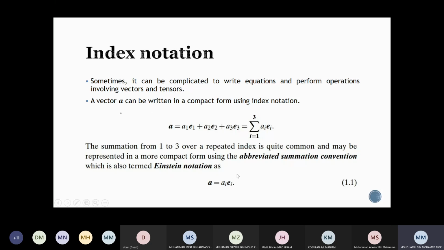Okay, so don't worry about this. Saya tak tanya soalan berkaitan index notation sebab dia menyakitkan kepala. But maybe later in subsequent lectures, we might encounter some mathematics that involve this kind of notation. So I teach you now so that you tak terkejut lah.